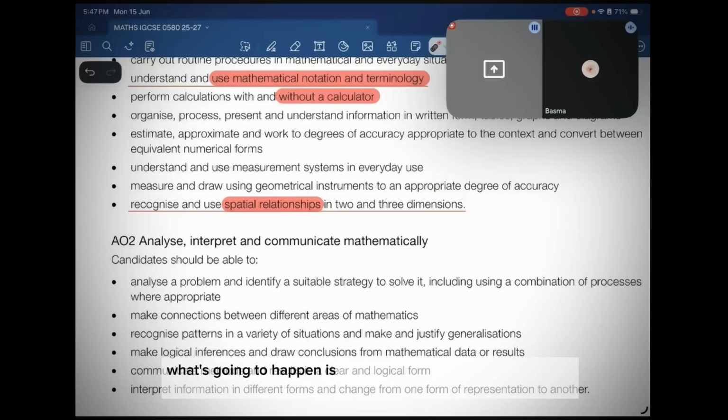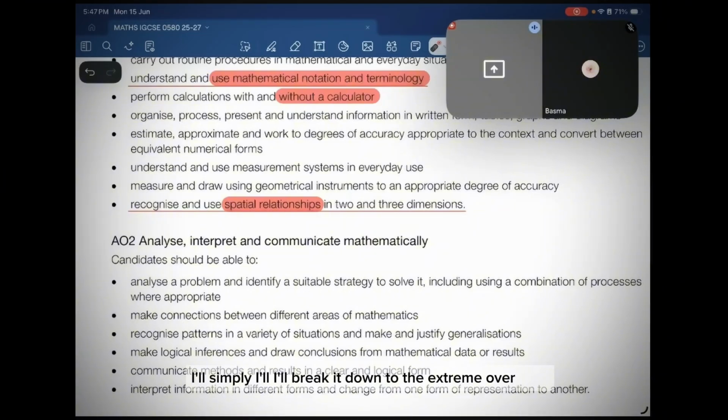So what will be included over here? I'll break it down to the extreme. Over here, the examiner is talking about transformation, symmetry, coordinates. You know how you're going to transform them, rotational symmetry, spaces, right? Your ability to understand relationships between two points that have been transformed, stuff like that. Clear?